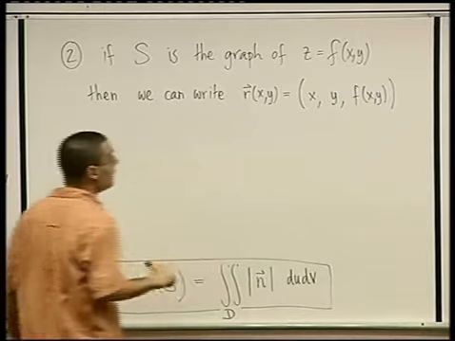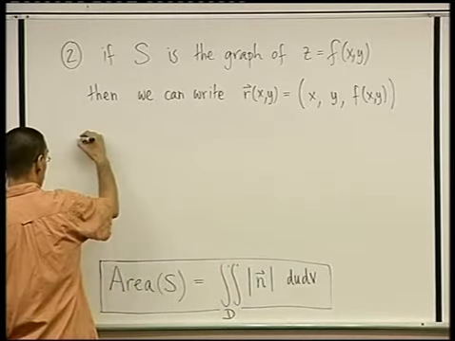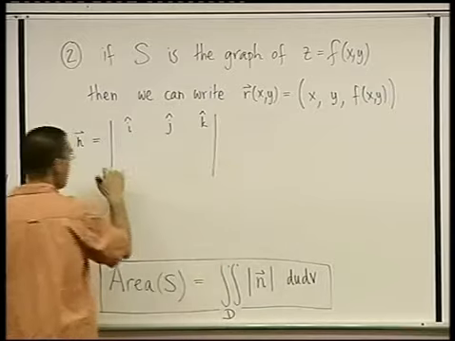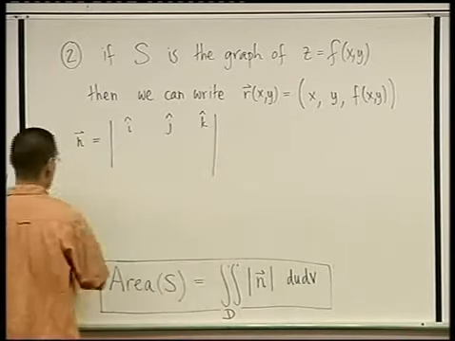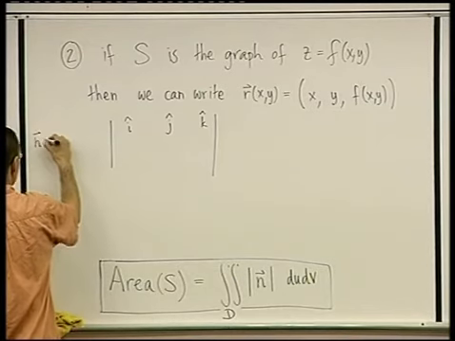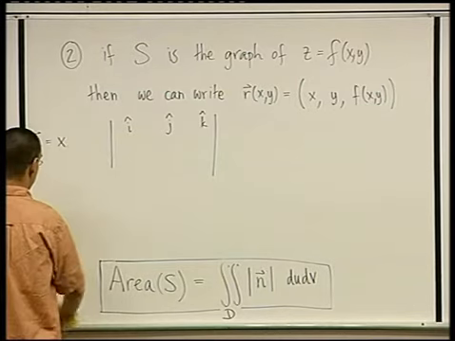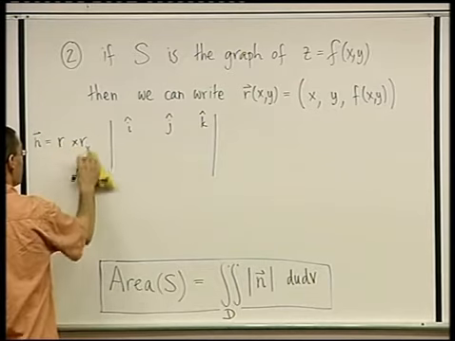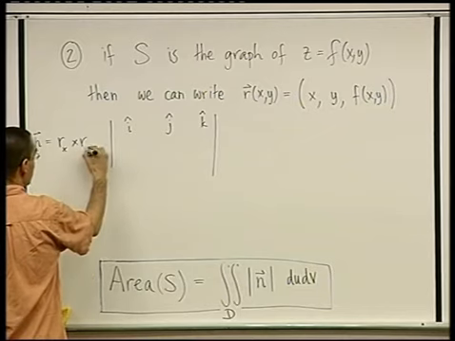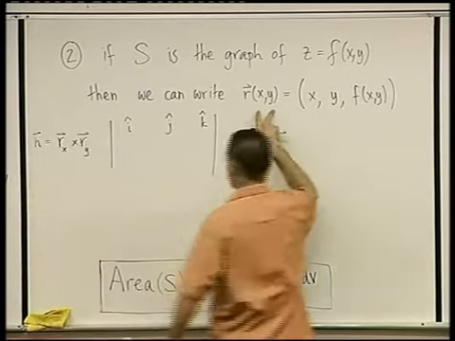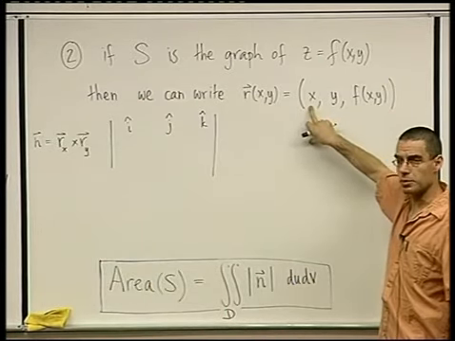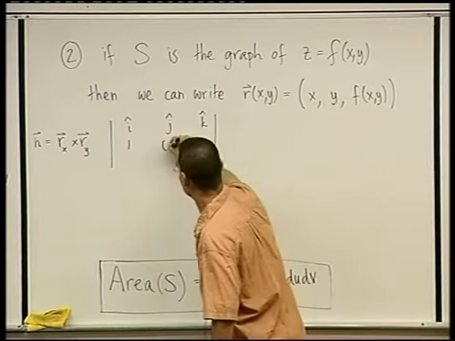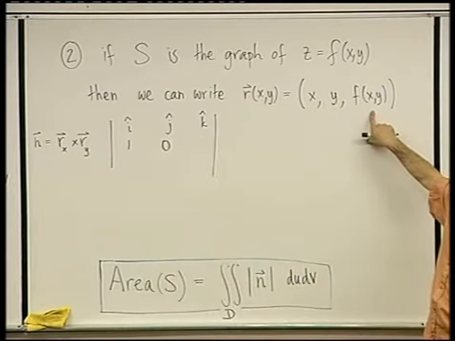What would be the normal in this case? So n is going to be i, j, k. And now I need the components. Let's write it here. N is r sub x cross r sub y. These are the two parameters. So what's r sub x? It's the derivative of the first component with respect to x, 1. The derivative of the second component with respect to x, 0. The derivative of the third component with respect to x, which is what?